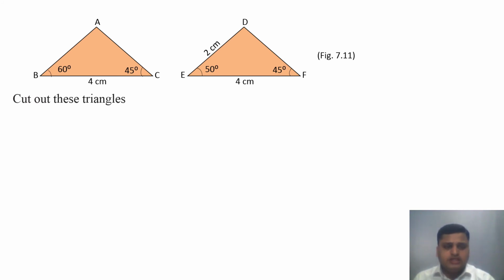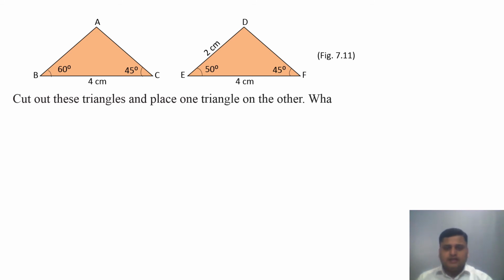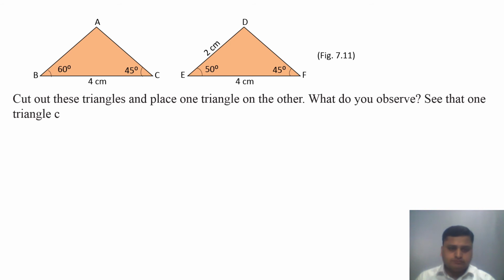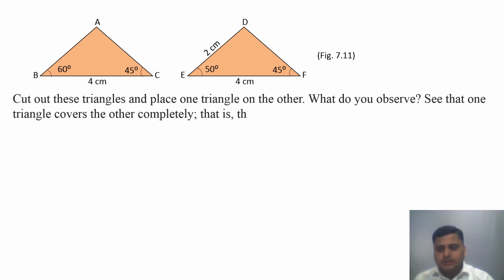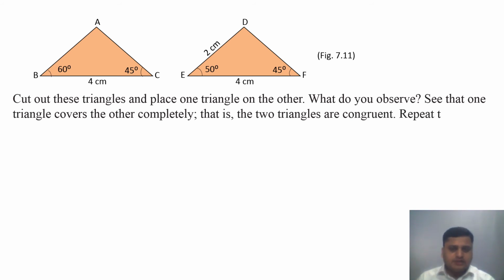Now cut out these triangles and place one triangle on the other. What do you observe? You can see that one triangle covers the other completely. When you cut and cover it, it will cover completely. That is, these two triangles are congruent.